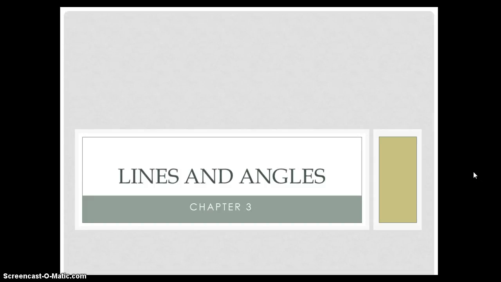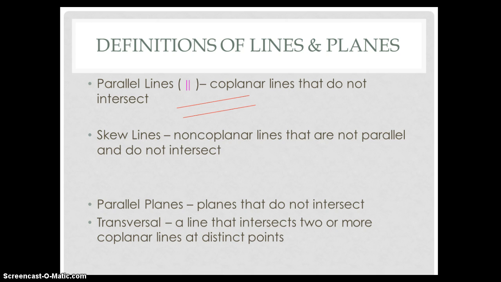Today we're going to begin Chapter 3 by talking about lines and angles. Some important definitions we should be familiar with. The first one is parallel lines. And parallel lines are coplanar lines that do not intersect.